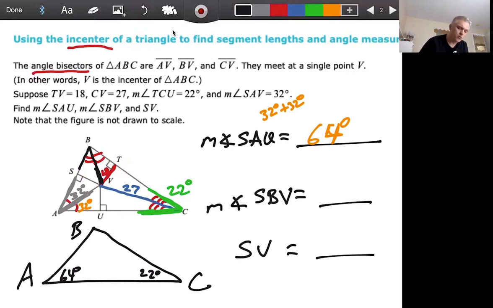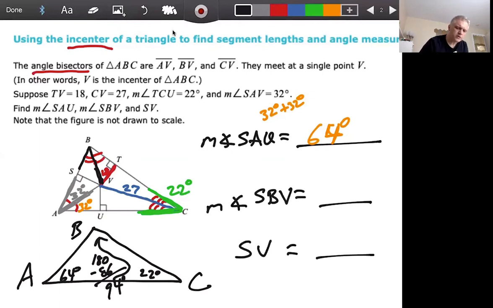Okay, now we should be able to find angle B. And I know that you all know how to do this. You would take 180 and you would subtract 64 and 22. So you're subtracting 86. And you would get 94 degrees.